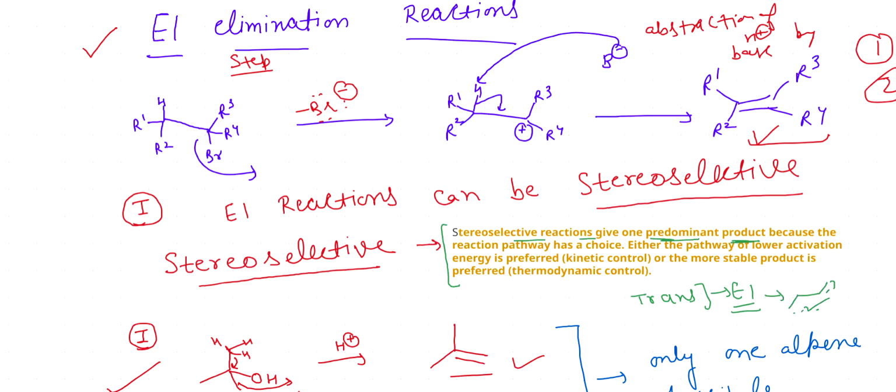Because the reaction pathway has a choice. Clear? Once the carbocation is formed, it depends upon the abstraction of hydrogen, H positive. Either the pathway of lower activation energy is preferred, meaning kinetic control, or the more stable product is preferred, that is thermodynamic control. We have discussed both kinetic control as well as thermodynamic control. So E1 reactions are stereoselective, meaning they give only one type of product in major amount, that is trans. Clear? Now we will discuss regioisomers, regioselectivity.